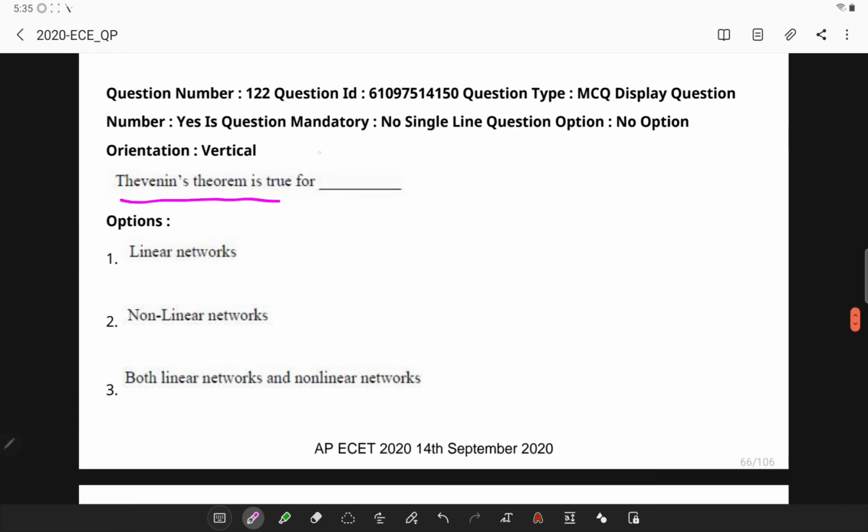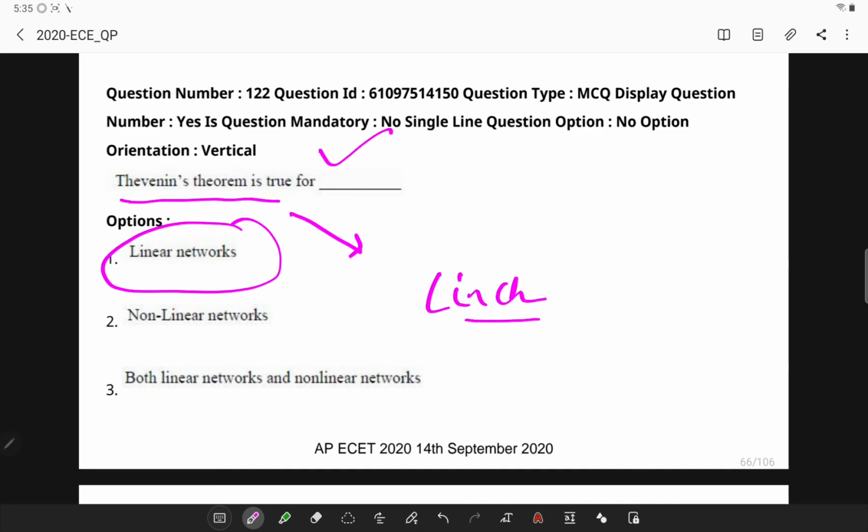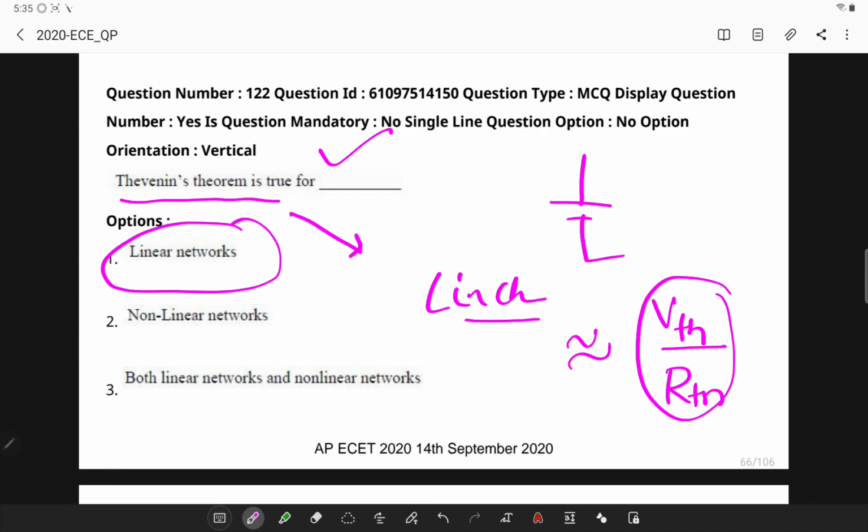So Thevenin's theorem is true for only linear networks. Thevenin theorem, what does it state? It is possible to simplify any linear circuit, however complex it is, to an equivalent circuit with a single voltage source and a series resistance R Thevenin. So if you have remembered, as a matter of revision.